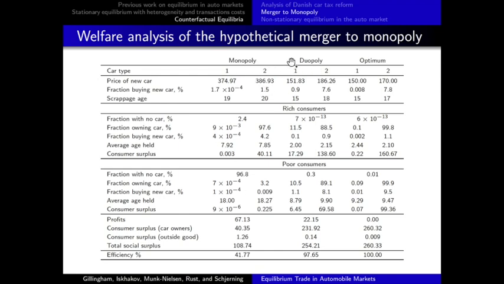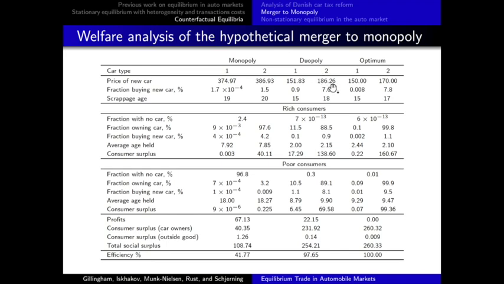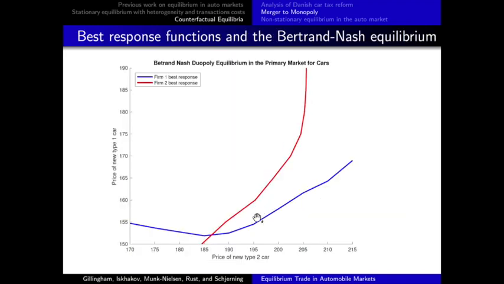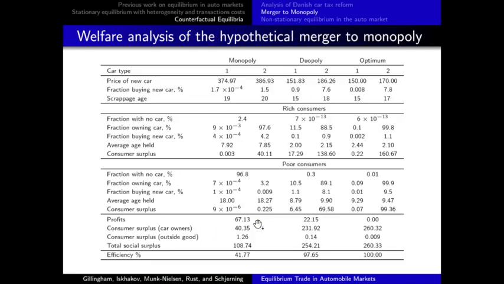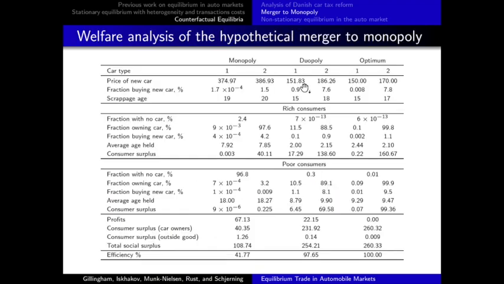So we consider this merge to monopoly situation. We start with a duopoly that I've just described. So we're looking at car type 2, the price is 86. This is the price of a car. Type 2 is 86, and then you've got the price of car 1, that's 151 apparently, so a little bit higher. This is the duopoly price.